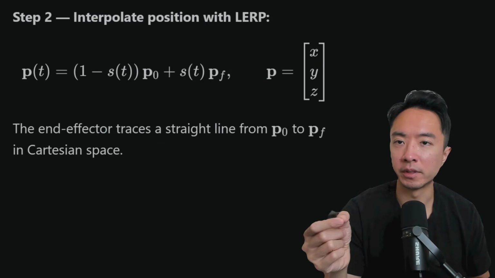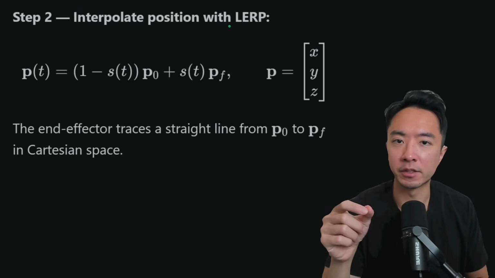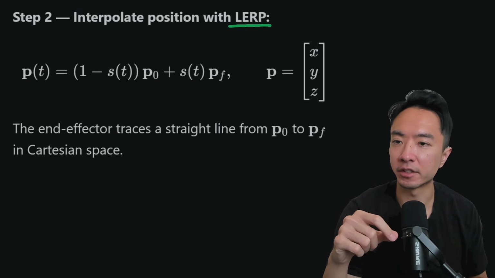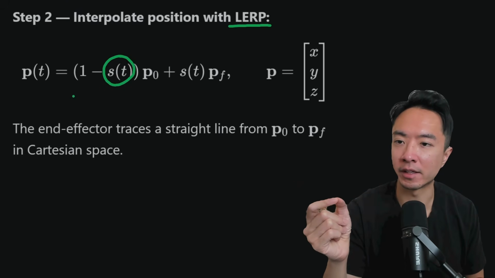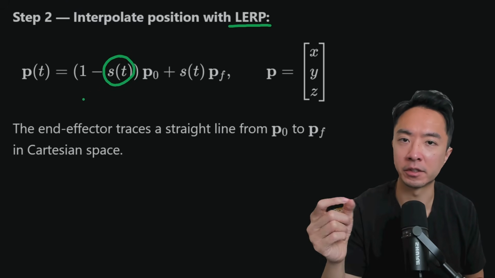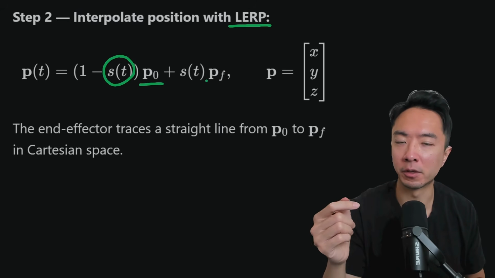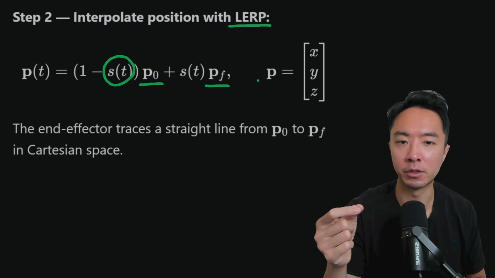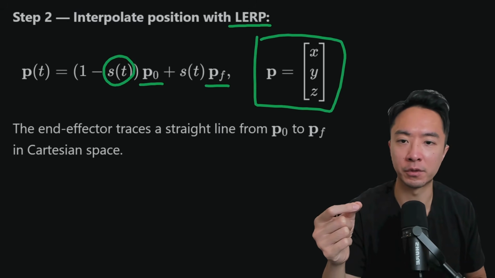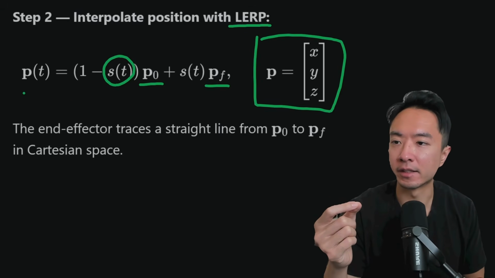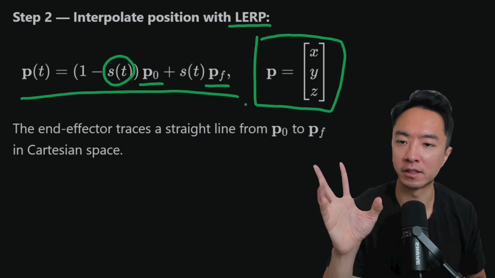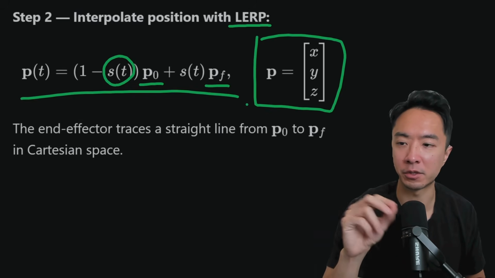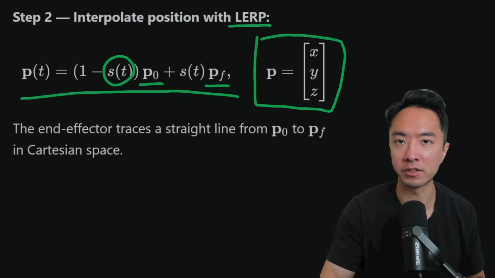Now to do interpolation in the linear space, this is LERP, linear interpolation. We took our polynomial that we solved previously and we want to parameterize our equations. So we have our P0 and P final, which is our position vector for the start and final. And this is the equation that you use to interpolate it. This is going to give us a smooth trajectory from the start to final position in the Cartesian space.